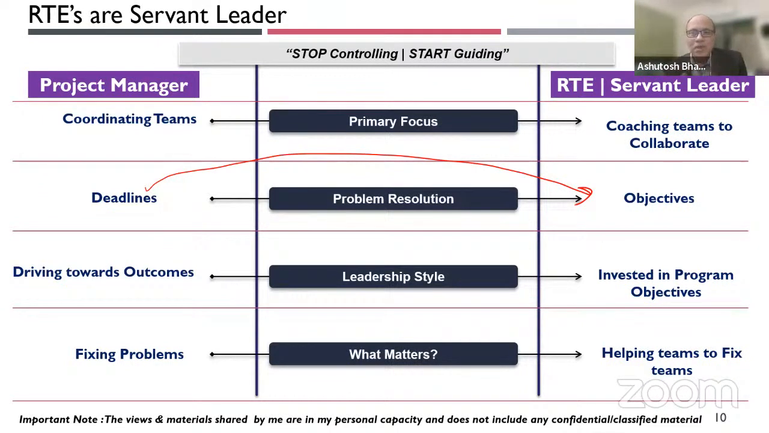Driving towards outcome means being invested in program objectives. Yes, outcomes will happen if you have the right structures in place, but you have to invest yourself into program objectives. And last but not the least, what matters is not that you have fixed the problem, but how you have helped the teams in identifying the problem themselves and fixing it. That's the role of an RTE, what you have to vie for. So the right hand side is the most important thing. You have to make a major tectonic shift from the way you have been working on the left hand side into the right hand side.